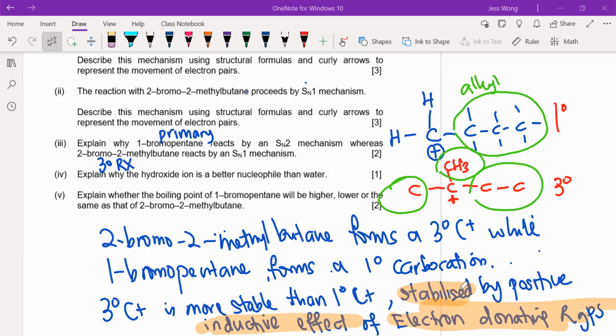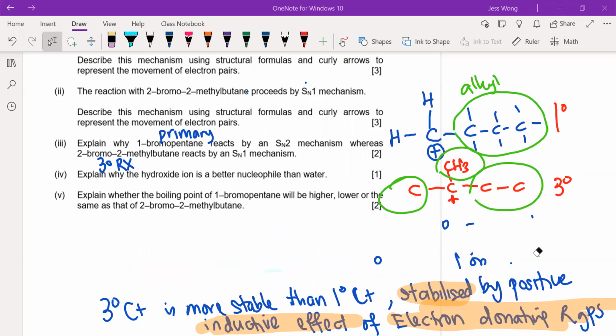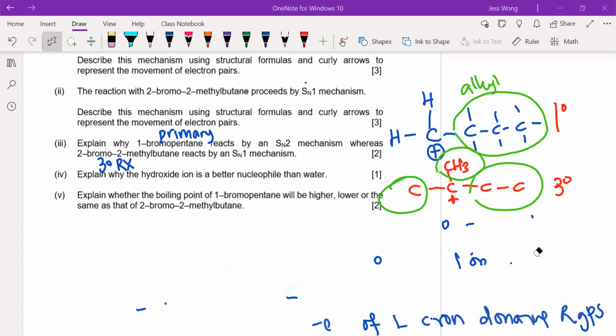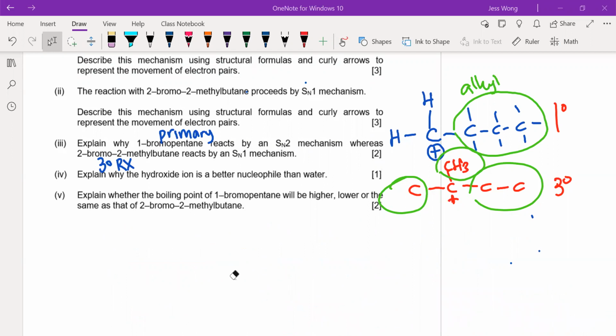All right, so that is if you answer based on using SN1. But of course, we also have to explain why a tertiary halogenoalkane cannot proceed by SN2. So there's a second part to the answer. If we look at a tertiary halogenoalkane, all right, let's put back the halogenoalkane now.